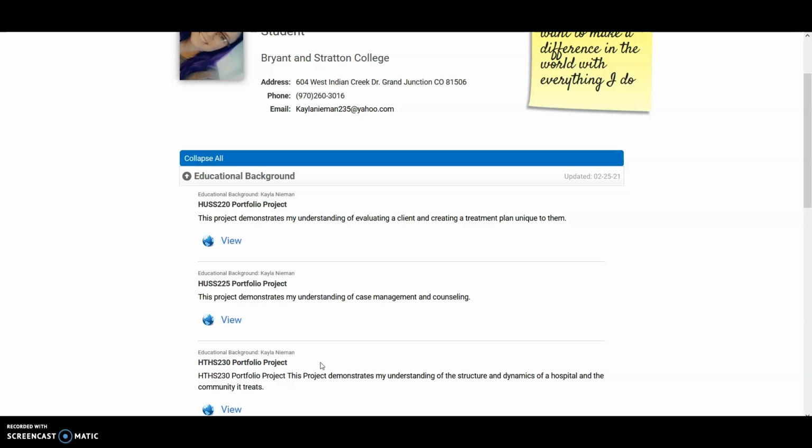The skills and knowledge that I gained through the completion of this project are important to my success in my future career, because without the knowledge and skill set of the structure and dynamics of a hospital and the community it treats and how it fits within the historical development of human service delivery, I would not be able to effectively deliver care and treatment to my clients. And it's important to be able to deliver the proper care and know what communities that you're treating. And this project really helps with that.